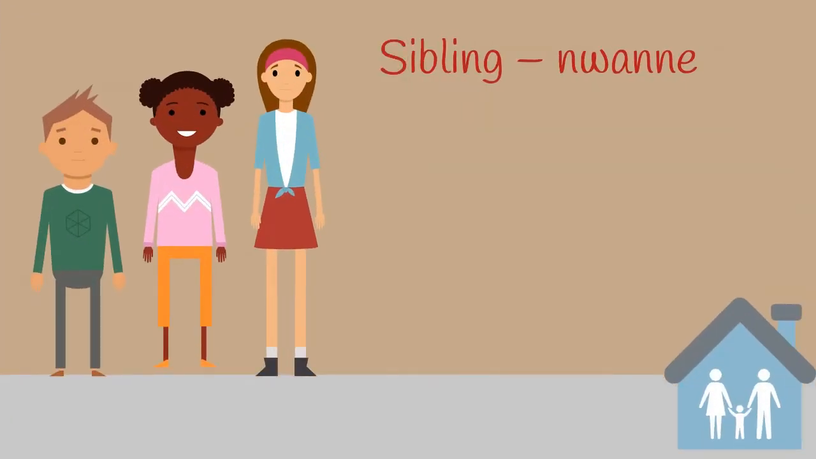Sibling. Sibling in Igbo is nwanne. Nwanne means my mother's child. That's when you are referring to one person. But when you are referring to more than one person, siblings, siblings is ụmụnne. My mother's children. Nwanne if it's one person, and for more than one person, you say ụmụnne.